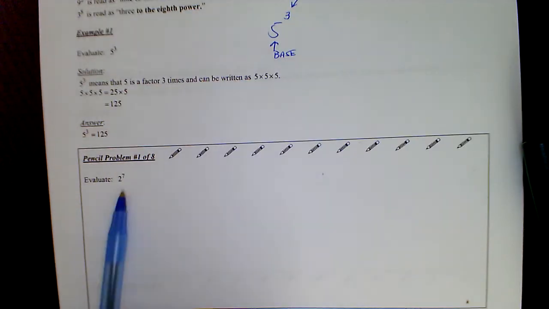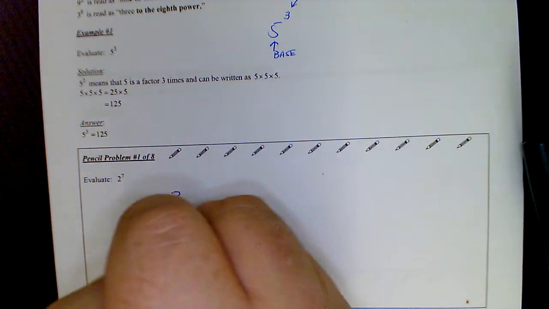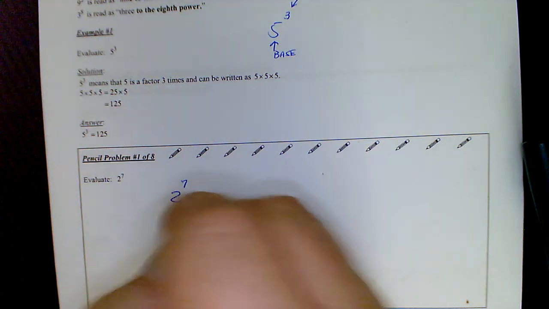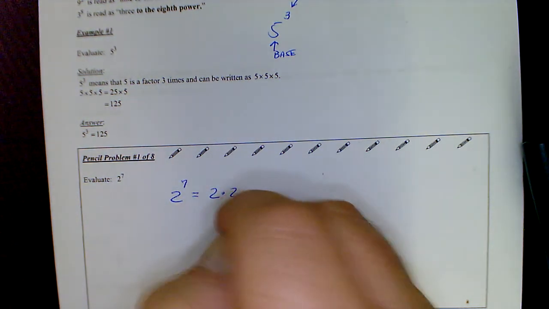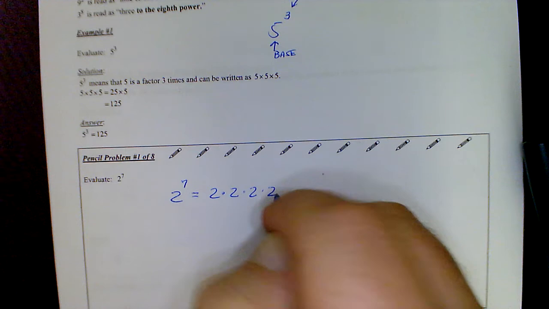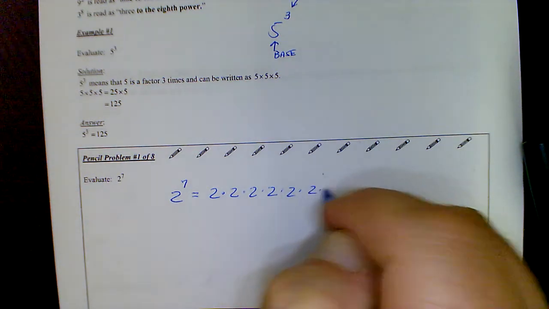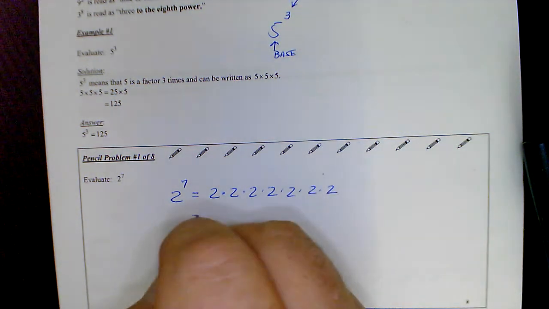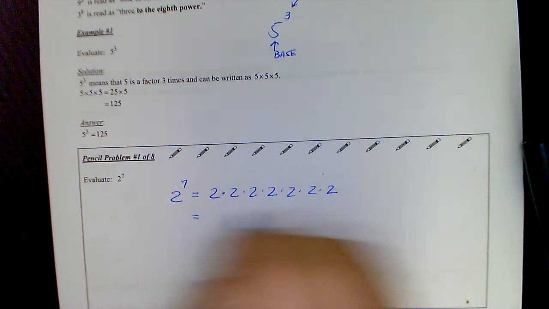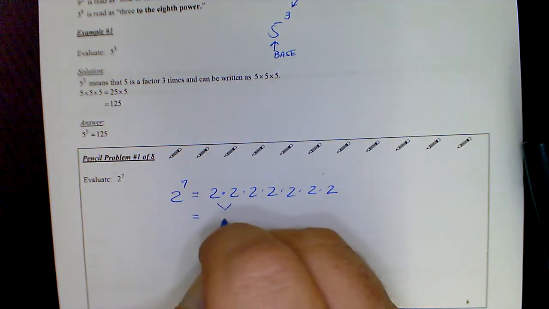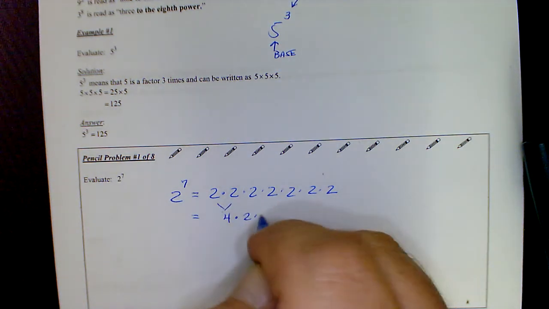So 2 raised to the 7th power. So 2 to the 7th means 7 factors of 2. So count them all out. 1, 2, 3, 4, 5, 6, 7. And then you could just go from left to right. 2 times 2 is 4. So if you take care of these two, rewrite the rest of them.